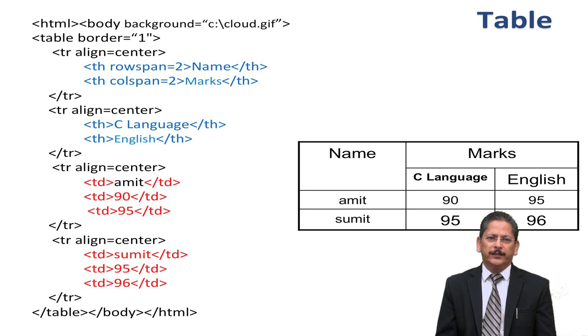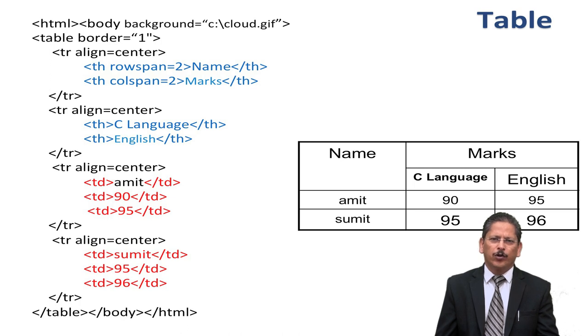Now the first row, tr, inside tr and slash tr we have align center, so name and marks are centered. The align of the text written inside the cell is center align. Now th row span equals 2 means name is the first cell. The row span of name is 2, meaning it covers two rows, so it is divided into two rows. And the second one, marks, has col span equals 2, meaning it spans two columns. These two columns are C language and English.